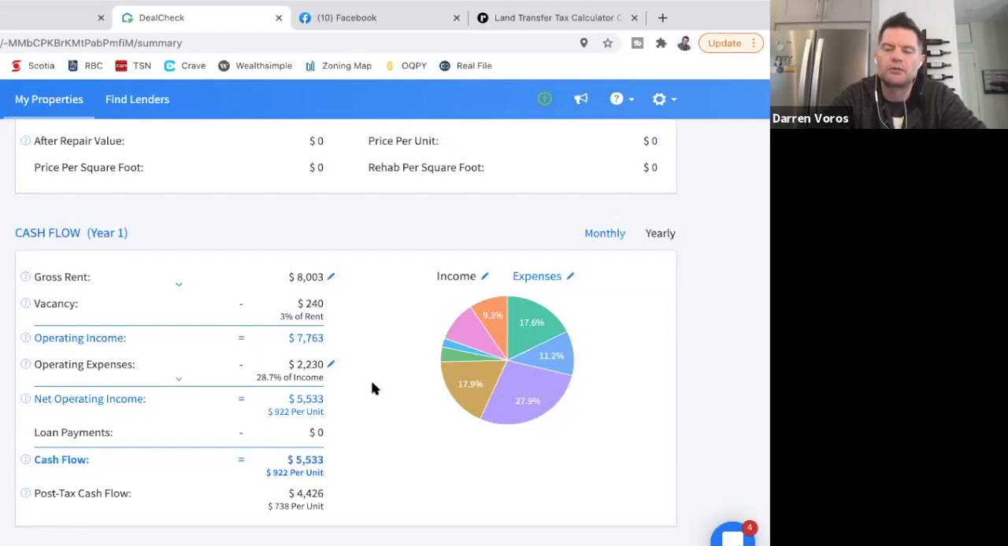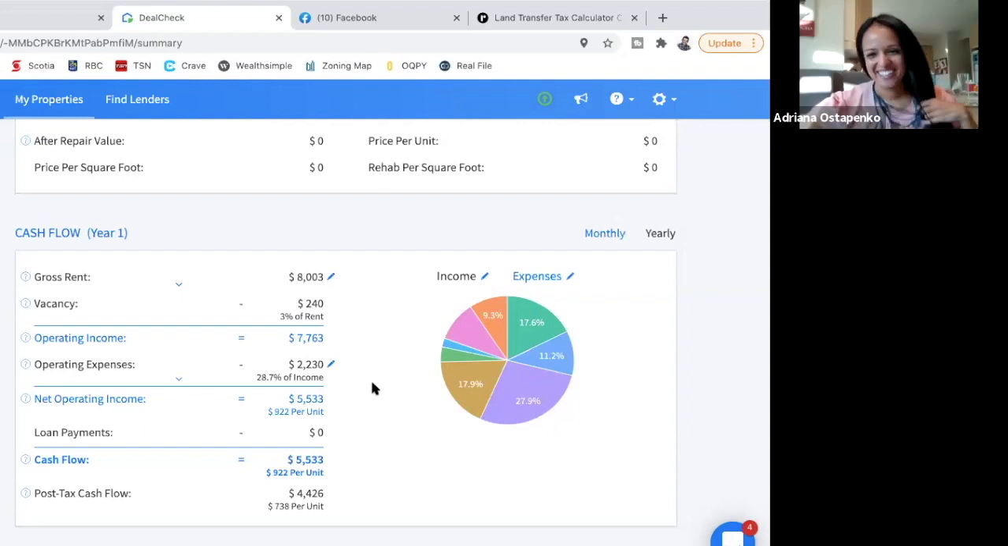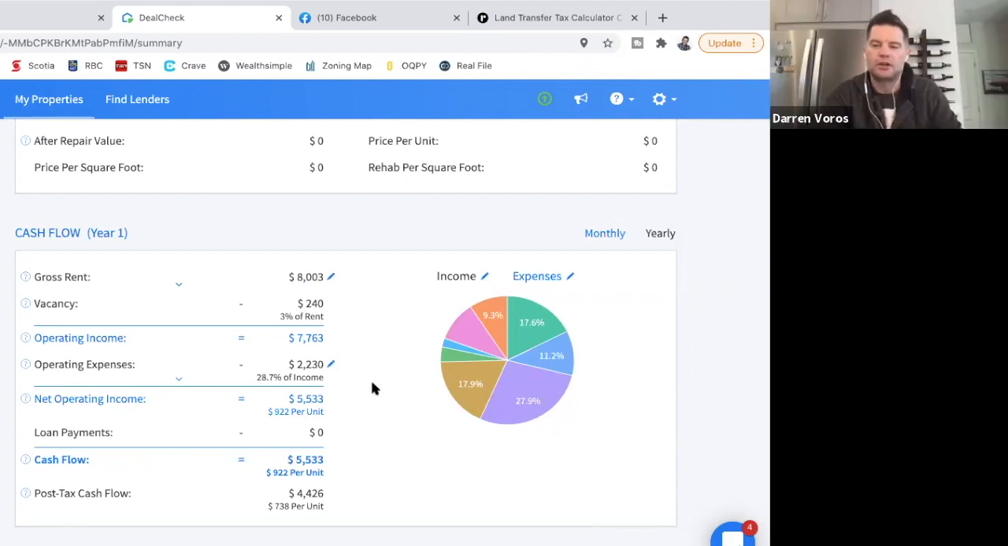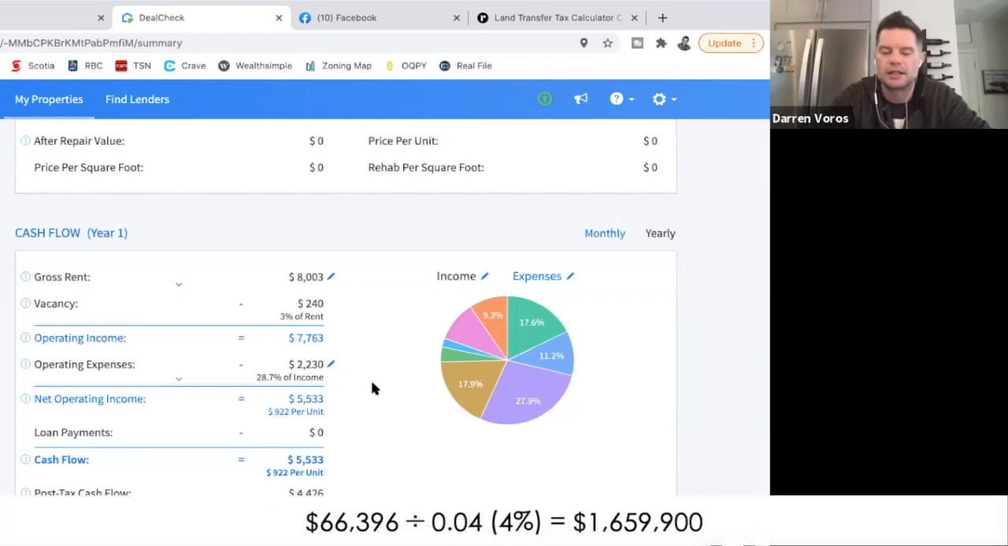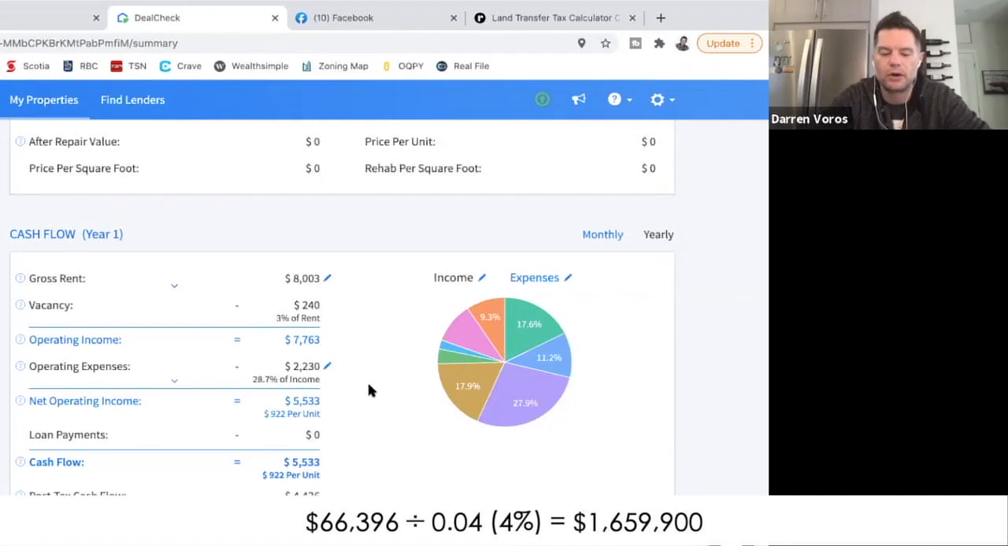Now, to figure out the value of the building, I take the net operating income and divide that by the cap rate. And the cap rate is a percentage. I know you're going to ask me, how do I know the cap rate? You have to do a little bit of searching. CMHC has some resources, but working in Toronto, a conservative cap rate you can use is around 4%. Let's keep it super simple. So let's take the 66,396 and divide that by 0.04.